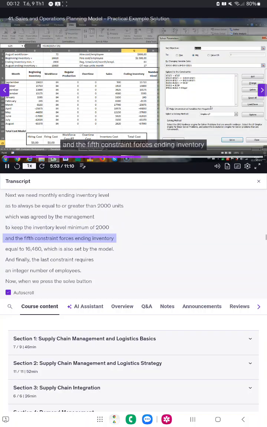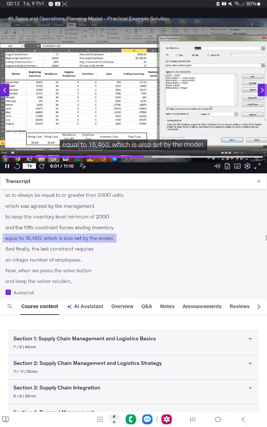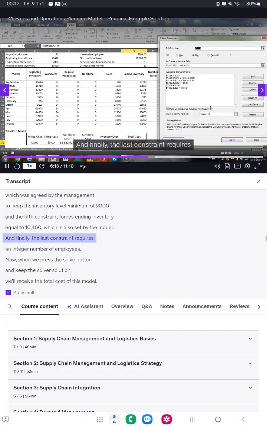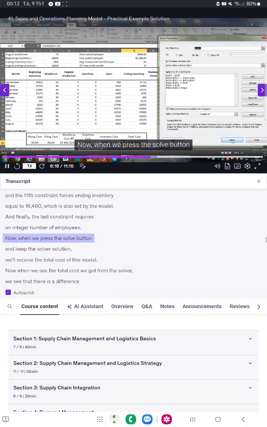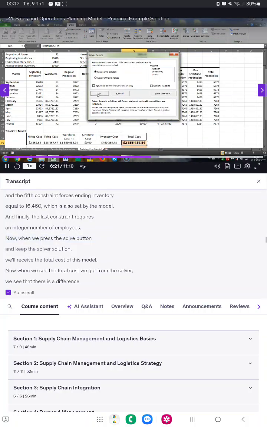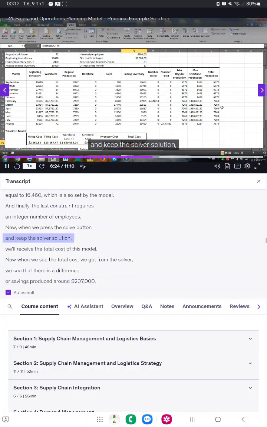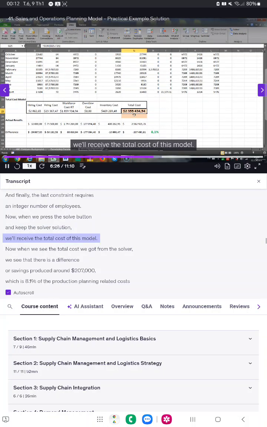And the fifth constraint forces ending inventory equal to 16,460, which is also set by the model. And finally, the last constraint requires an integer number of employees. Now, when we press the solve button and keep the solver solution, we will receive the total cost of this model.